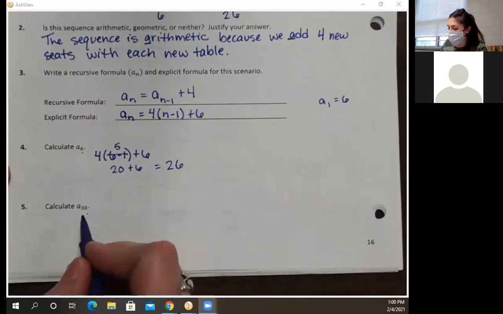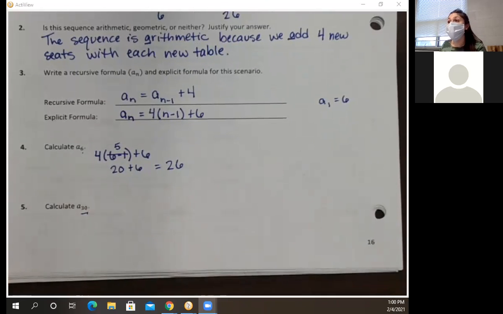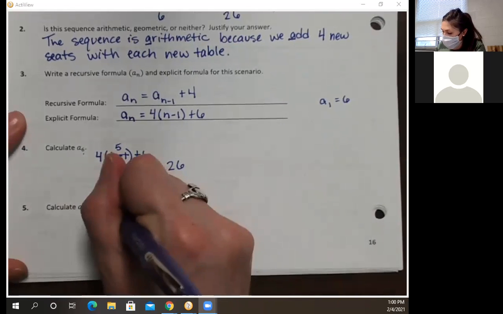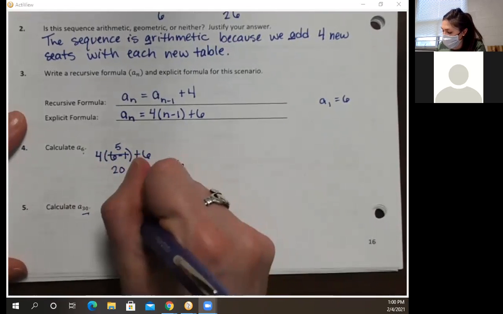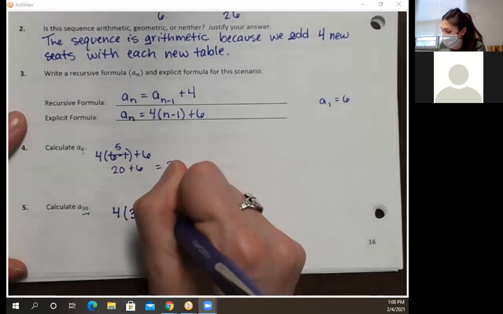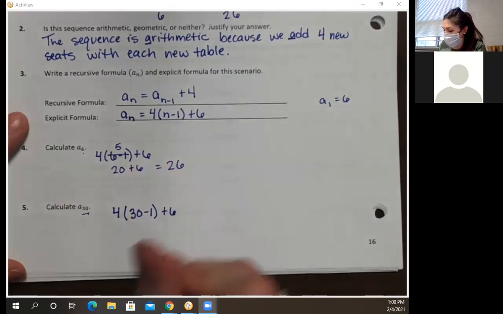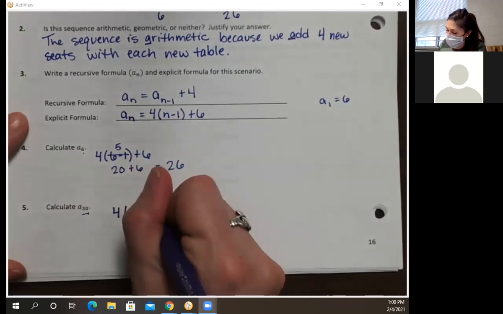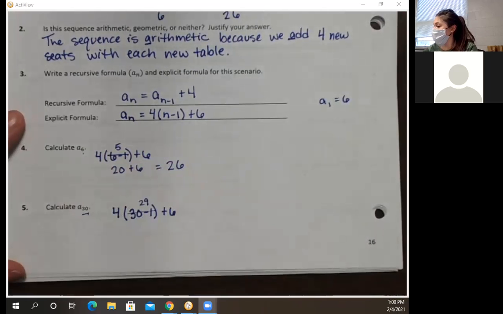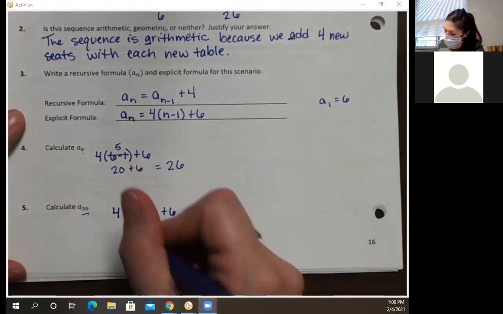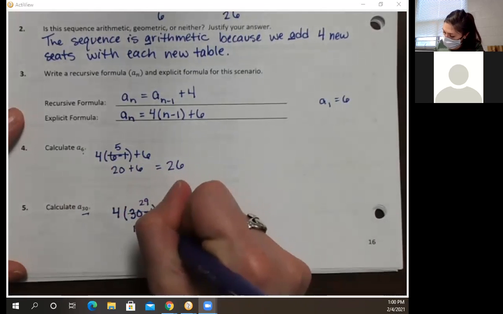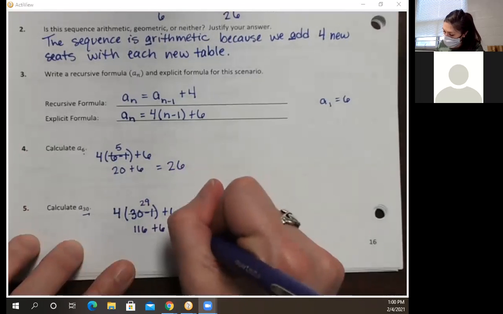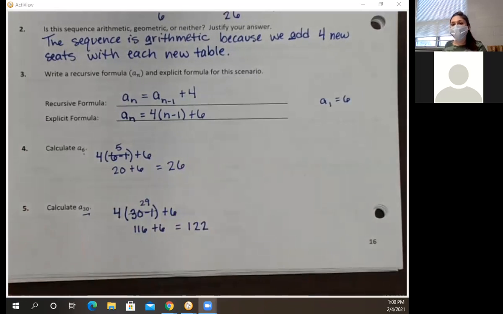And then same idea for a sub 30. How many people could I fit at 30 tables? I'm going to use my explicit formula here. That would be 4 times 30 minus 1, plus 6. Remember to follow your order of operations. Questions for me on page 16?